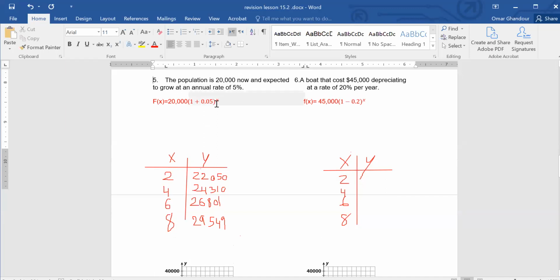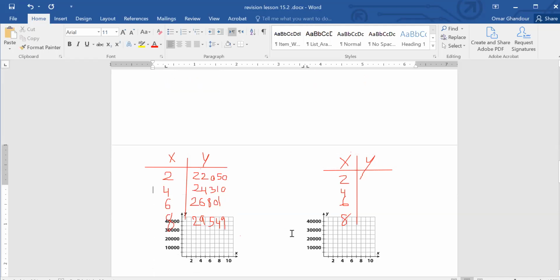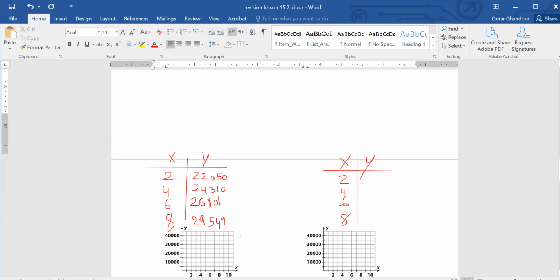I just used the calculator. Instead of x here, once I put 2, I found that the value is going to be 22,050. And then I put 4, I found the value to be 24,310. I put 6, it was 26,801. I put 8, it was 29,549. Now I'm ready to graph. Okay, let's try to graph together. I'm trying to put the points. And as I told you before, on this kind of function, small errors are acceptable. But actually we need to make it bigger. Okay, let's try to make it bigger.